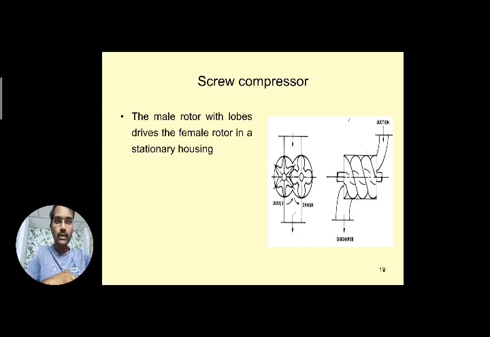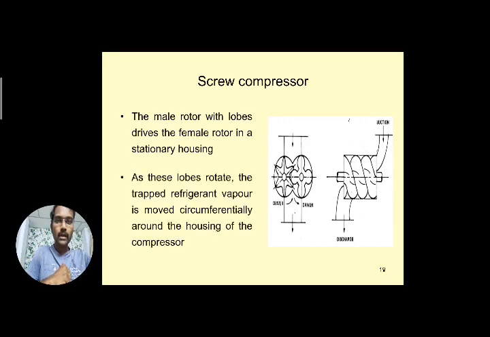The male rotor drives the female rotor in a stationary housing. As these lobes rotate, the trapped refrigerant vapor is moved circumferentially around the housing of the compressor. So whenever these lobes are rotating, whatever refrigerant is present inside is moved circumferentially around the casing, around the housing of the compressor.